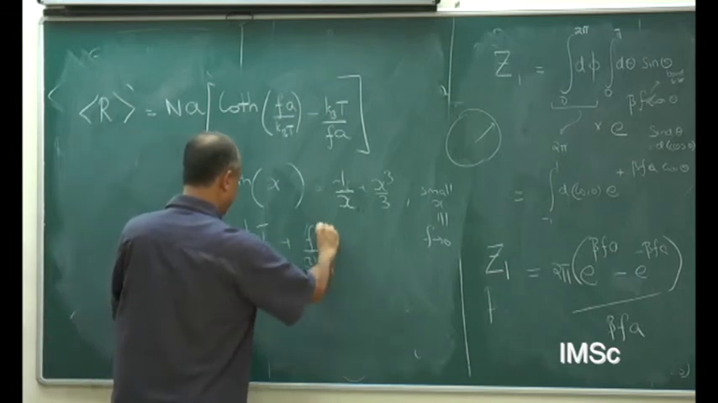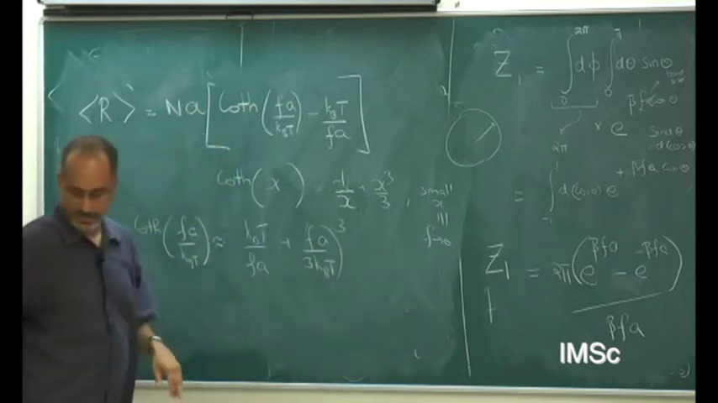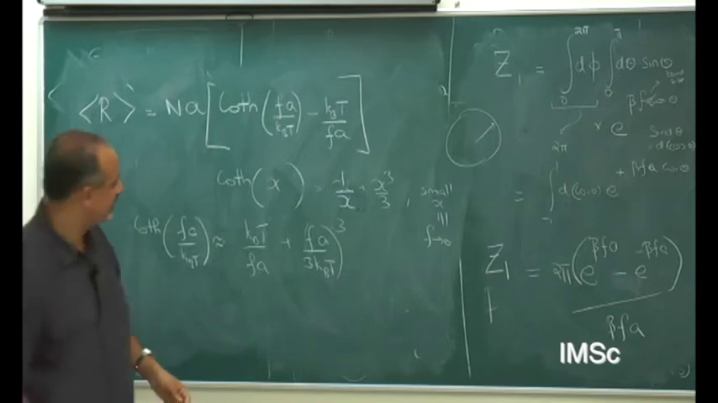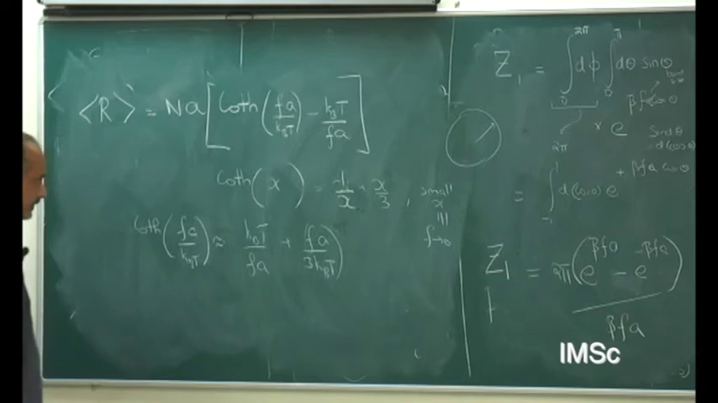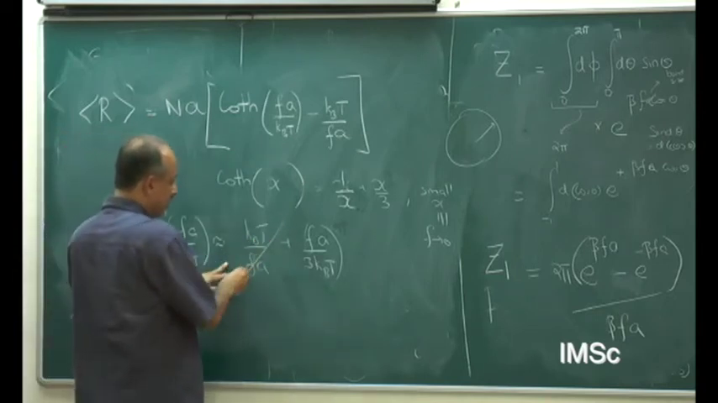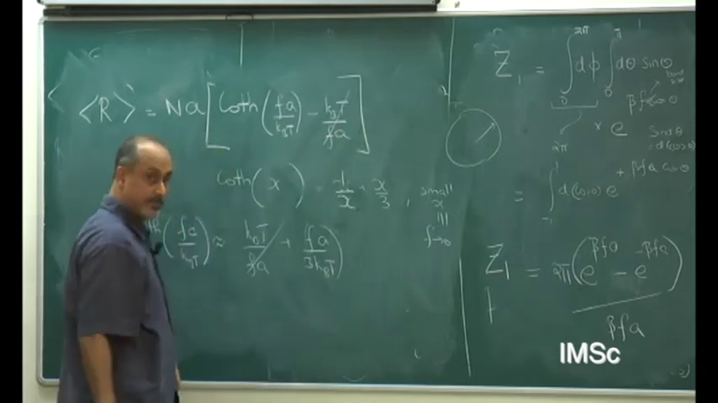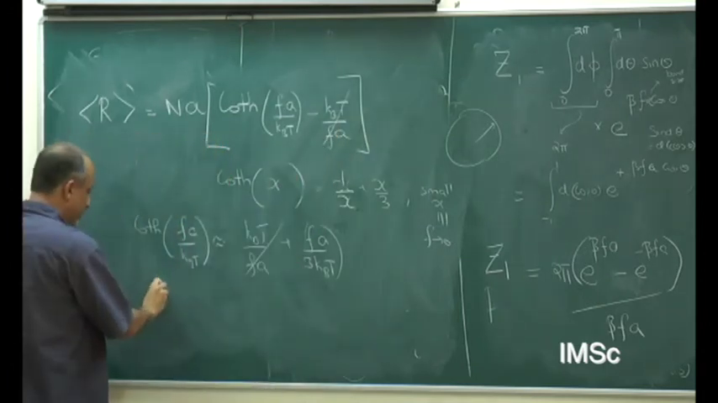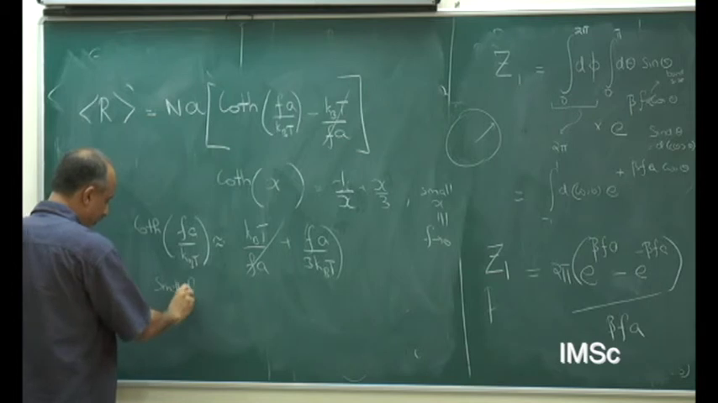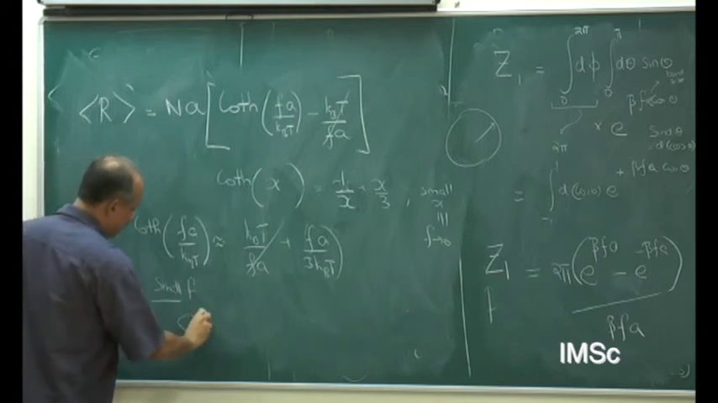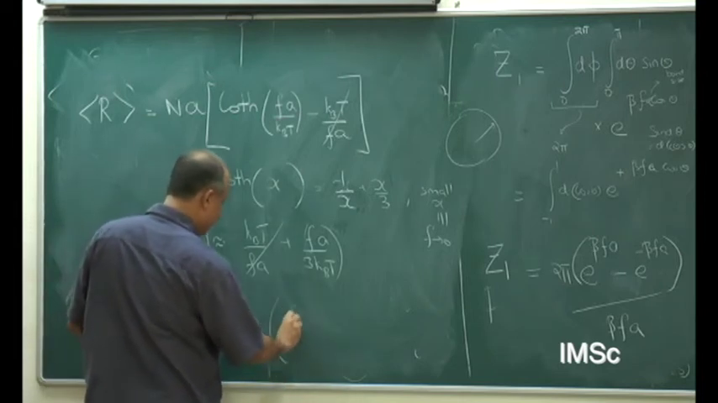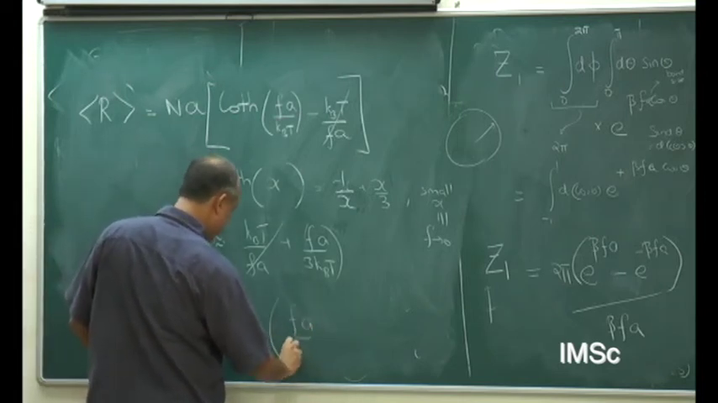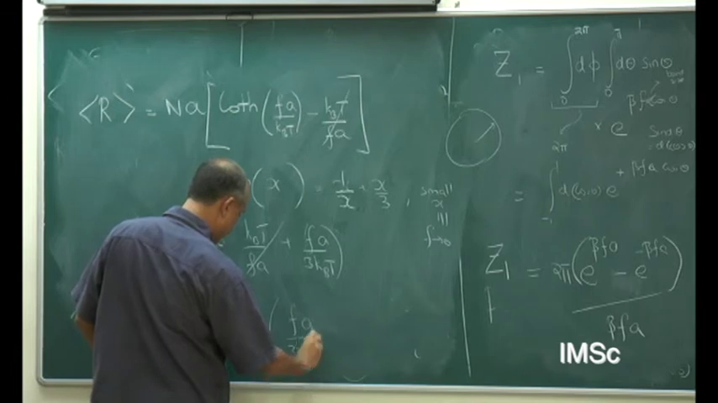Is it x cubed? Sorry, this is not even a cube. This is just x by 3. I knew there was something wrong. Okay. This term cancels with this term here. So for small F, the average value of the extension is n times a times F a divided by thrice kBT.